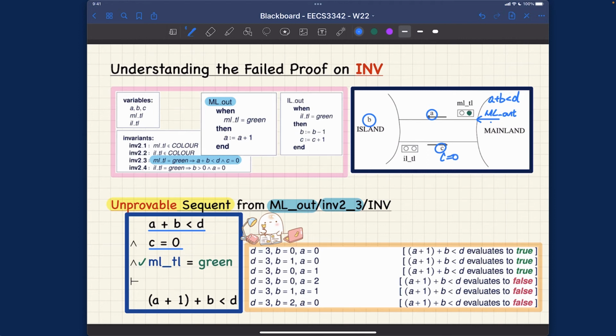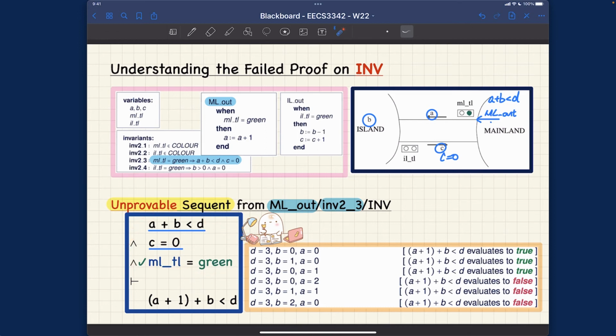Given these conditions as the hypotheses, we want to prove the following. We want to say that assuming that this car is actually going to go onto the bridge, in that case, we're going to get A becoming A plus 1 based on the before-after predicates over here. Right? You can see it's A becomes A plus 1. A plus 1 plus B less than D. Somehow this cannot be proved based on the hypotheses.